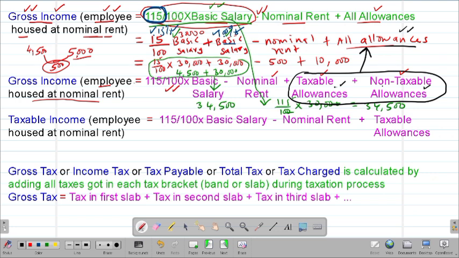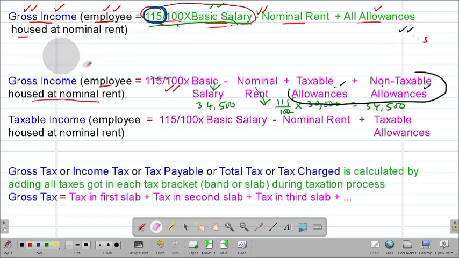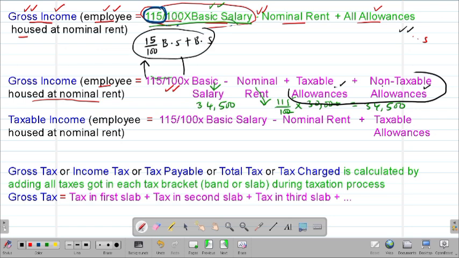So that simply means that the gross income can also be given in the following way. For this case, the gross income can also be given by: you take 15% of the basic salary, then you add the basic salary, which is a combined statement for this first part. Then you less the nominal rent, which is this part here. Then you add the taxable allowances.